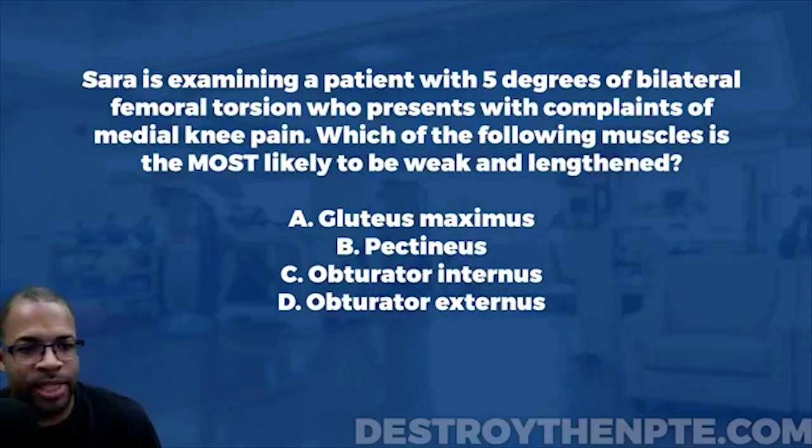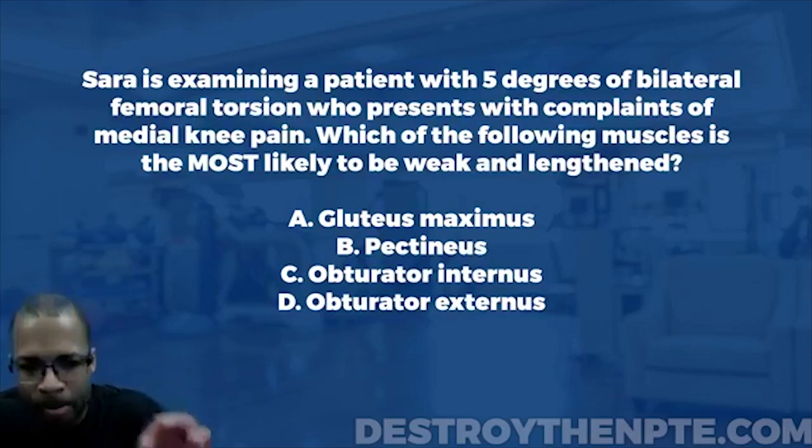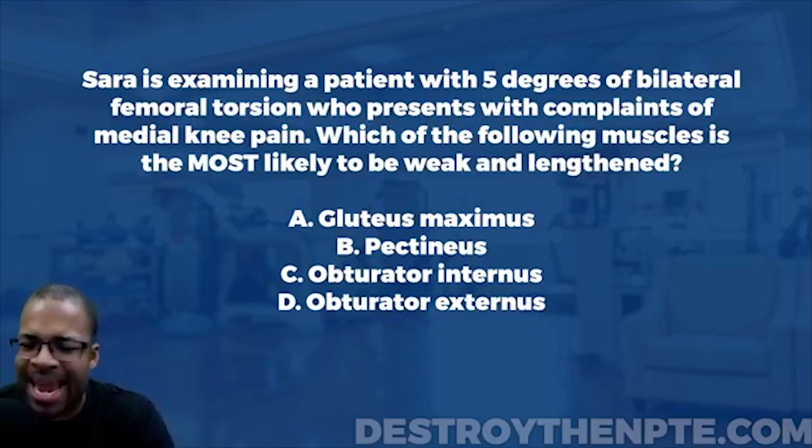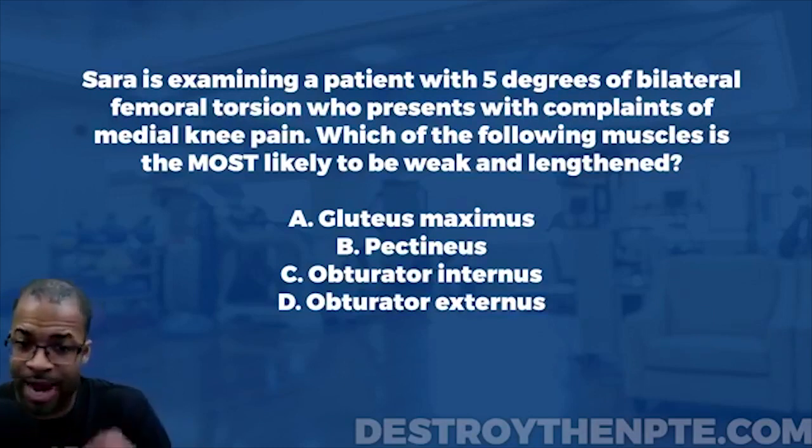All right, so for this week's Challenge Wednesday, we have Sara, and Sara is examining a patient with 5 degrees of bilateral femoral torsion who presents with complaints of medial knee pain. Which of the following muscles is the most likely to be weak and lengthened? All right, so we have our answer choices. A, Gluteus maximus. B, Pectineus. C, Obturator internus. And D is Obturator externus.